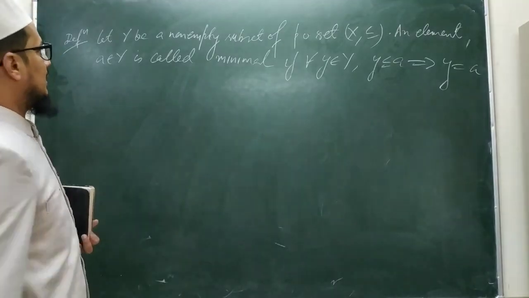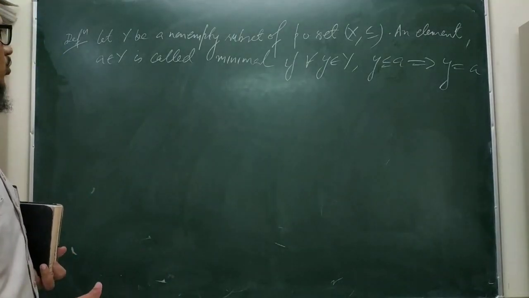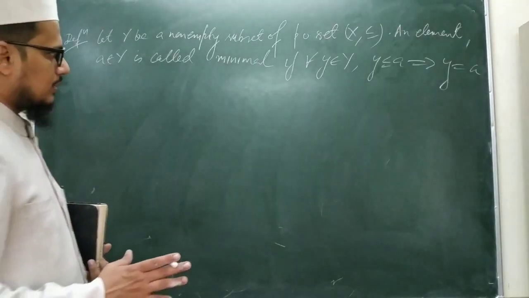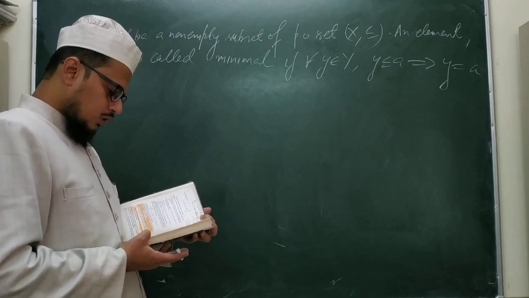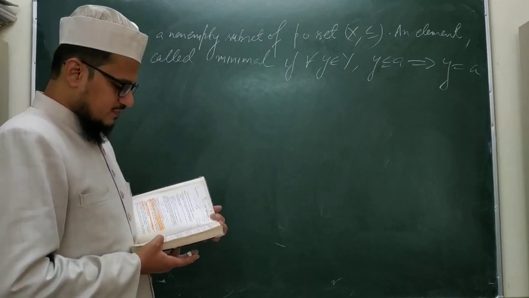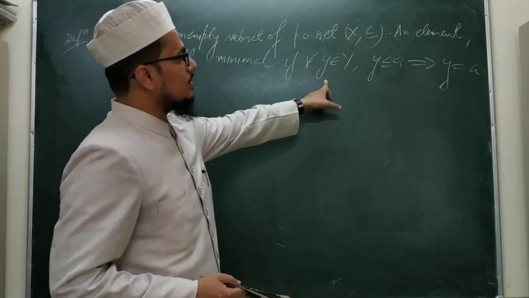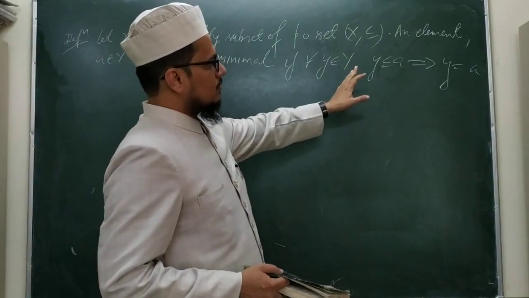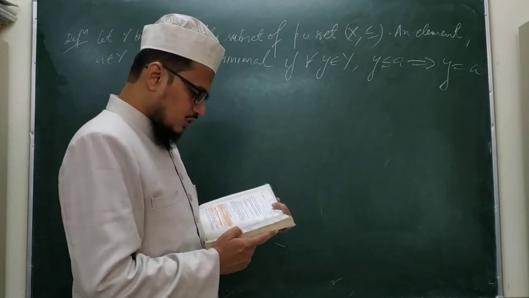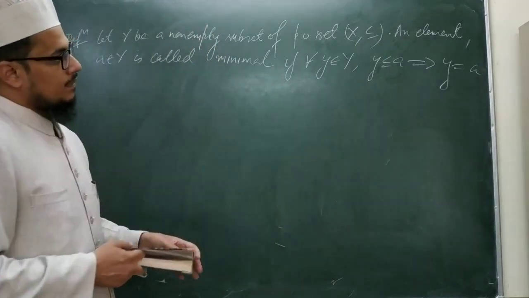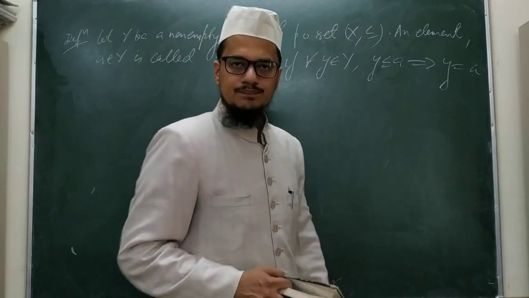So this is the definition. Y be a non-empty subset of partial ordered set X. An element A belongs to Y is called a minimal element if for every y belongs to Y, y less than or equal to A implies y equal to A. It means there is no element of Y that is strictly less than A. So whenever y less than or equal to A, it implies y is equal to A.